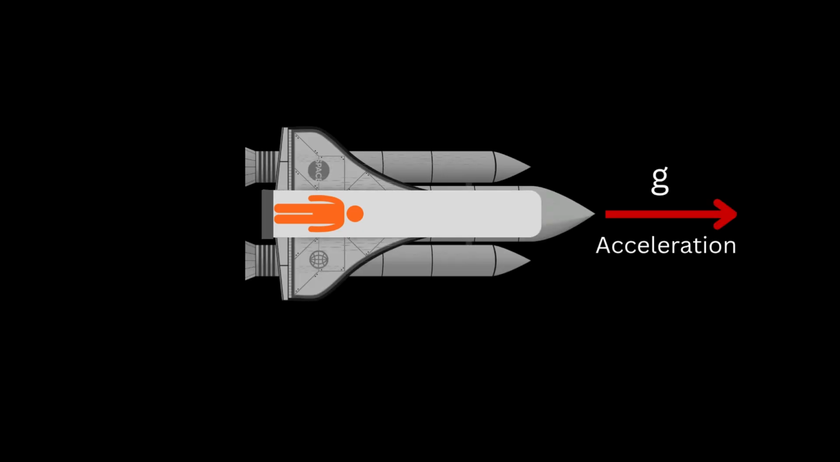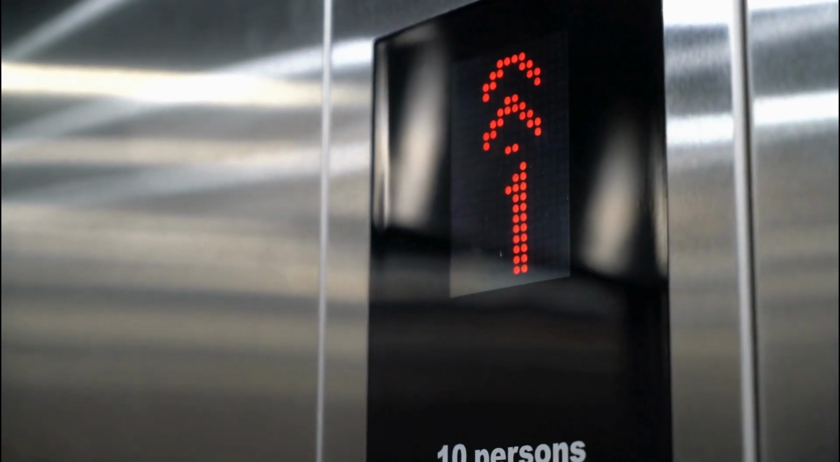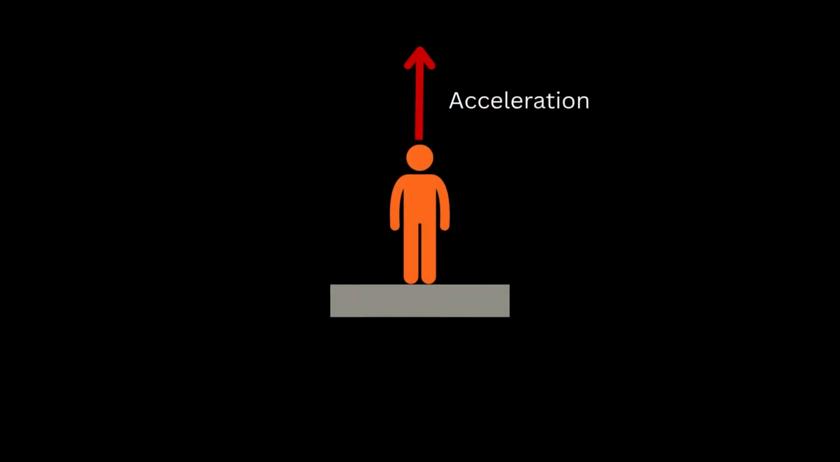In the same way, if a spacecraft were to accelerate constantly along one axis, the crew would feel an inertial force in the opposite direction, which could simulate gravity. It's also similar to the feeling you get in an elevator that's accelerating upward. Your body feels heavier, as if there's an extra force pulling you down.